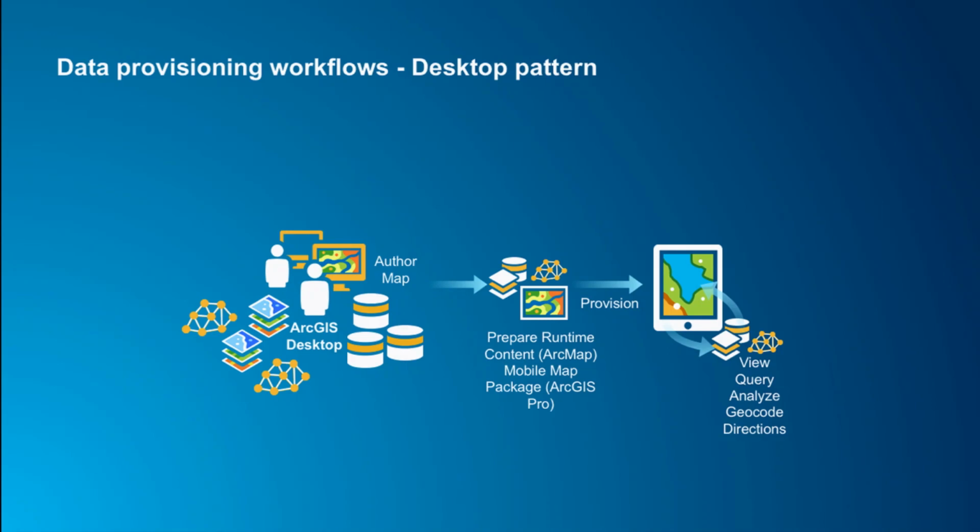And then there's the desktop pattern, which is really the side-loading desktop pattern where you're pre-creating all of these packages, and then you're either using create runtime content or creating mobile map packages, and then you're provisioning them to the device for a completely disconnected scenario where that application and the life cycle of that app is never going to have any connectivity. And that's something you can do with Pro and mobile map packages or ArcGIS Desktop and create runtime content.